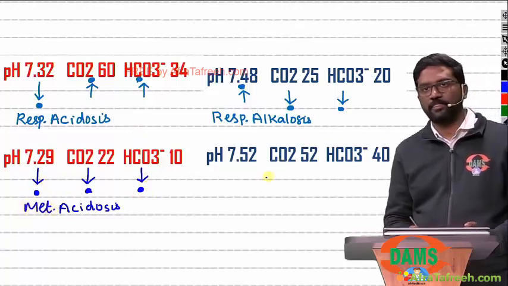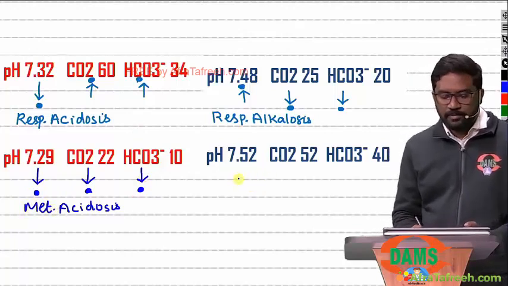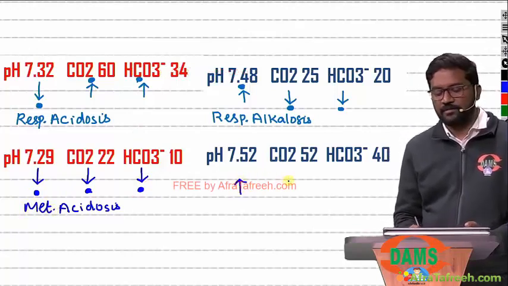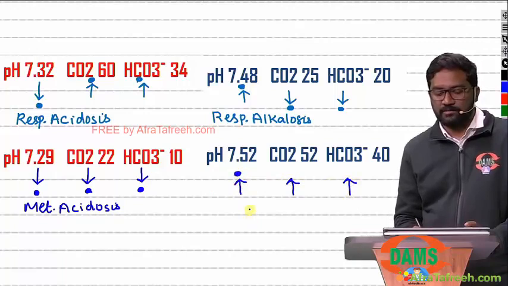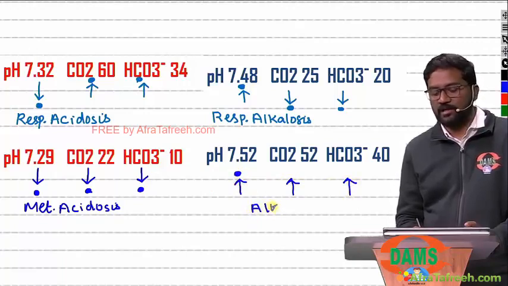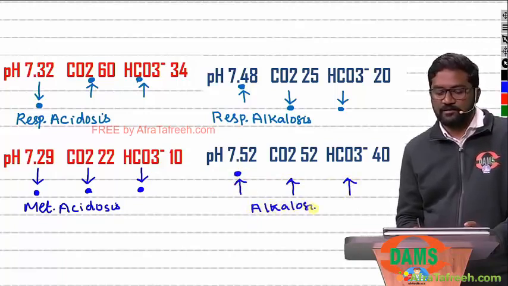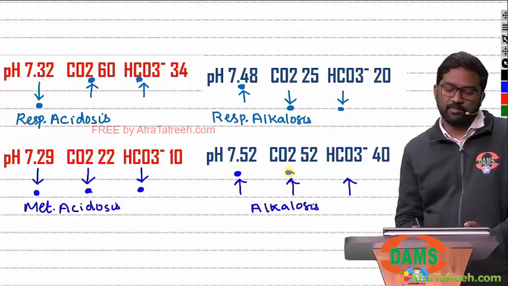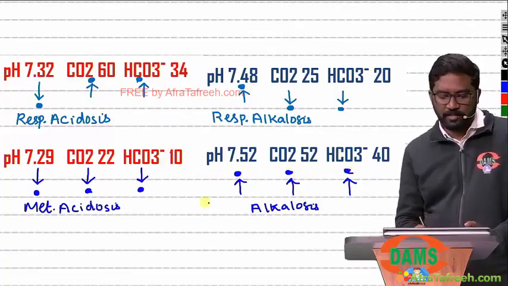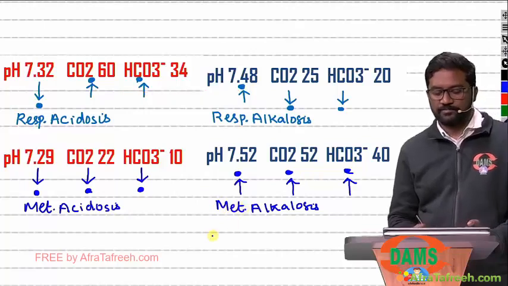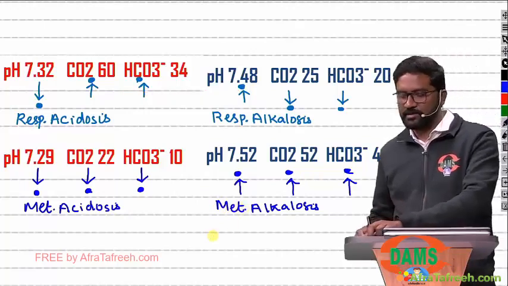Metabolic. Then here pH increased, CO2 increased, bicarbonate increased. No doubt, an increase in pH is alkalosis. The change in pH with respect to the parameters is in the same direction. So what should be the name? Metabolic.